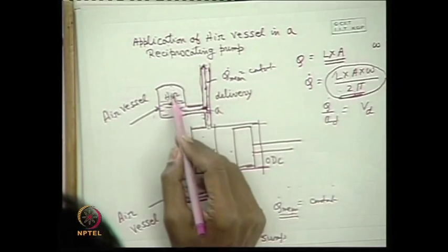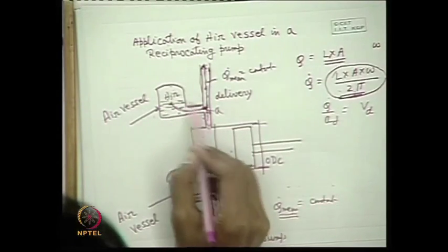Power requirement will be less. We are using extra power to compress the air in the air vessel also. No, to compress the air in the air vessel we do not require. So, initially the air was compressed and put into the air vessel by making a pressure equal to that, so that it equalizes.